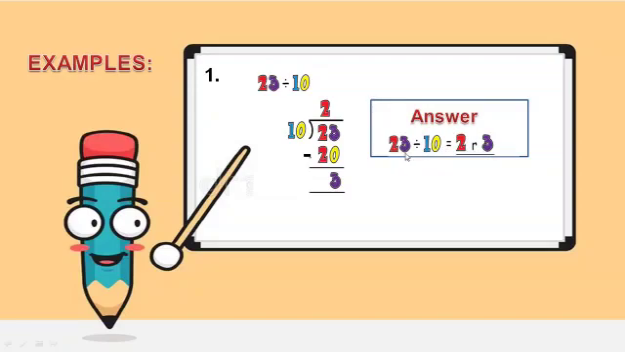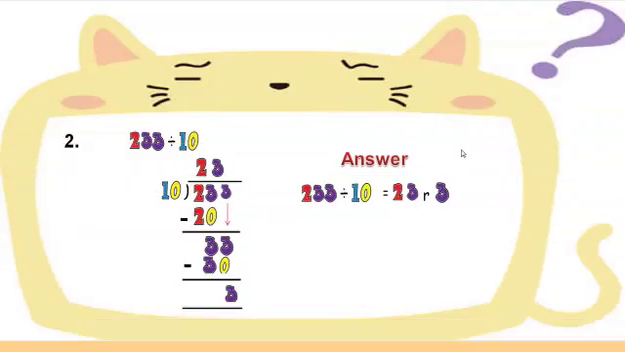See, 3 is at one's place and it is the remainder. And the number left of 3 is 2, that is written as quotient. Now see the next question. This is a 3-digit number, 233 divided by 10. Same method, 233 is written inside and 10 is written outside. 10 2s are 20 and 23 minus 20 gives the answer 3.